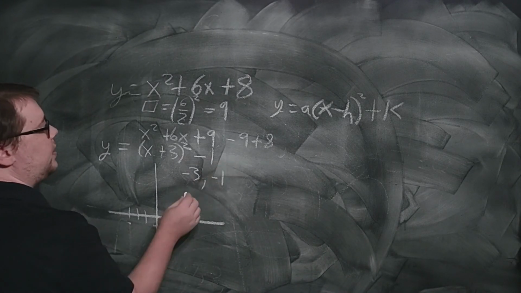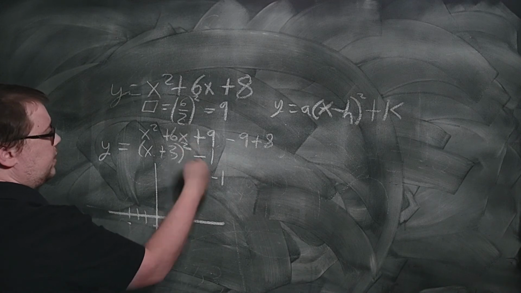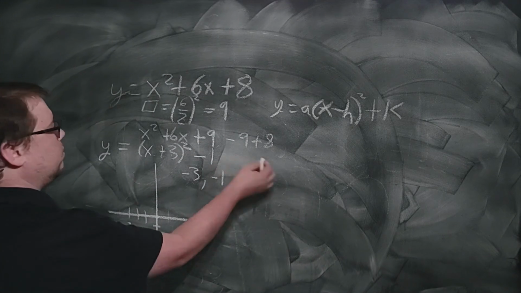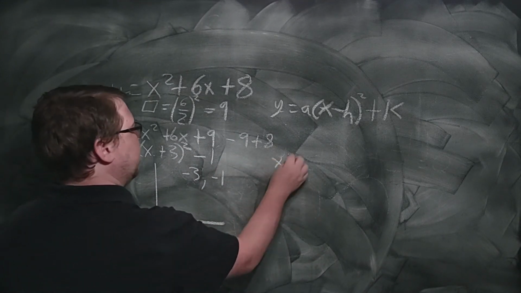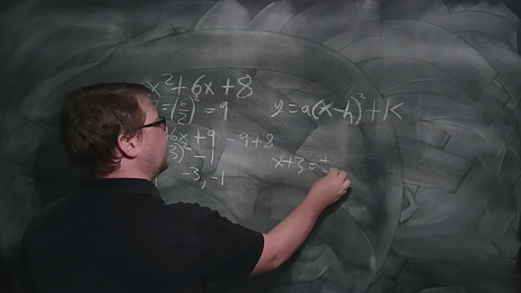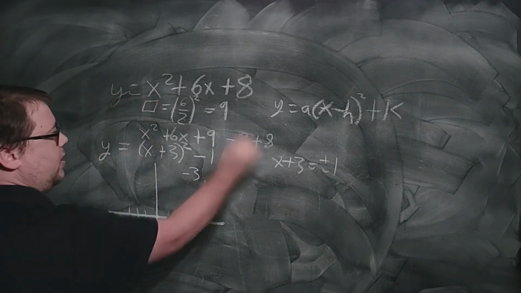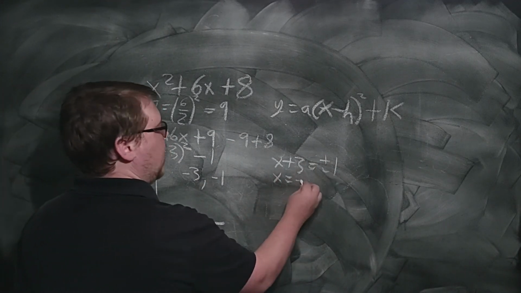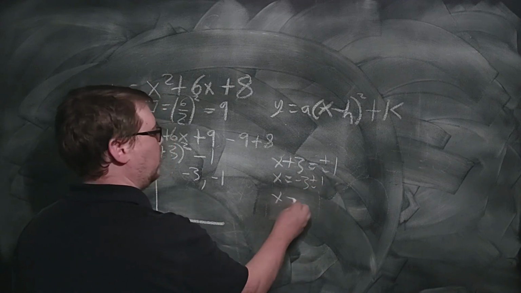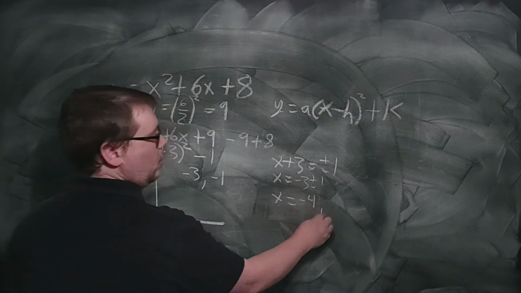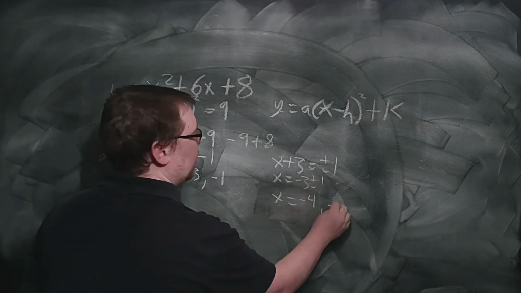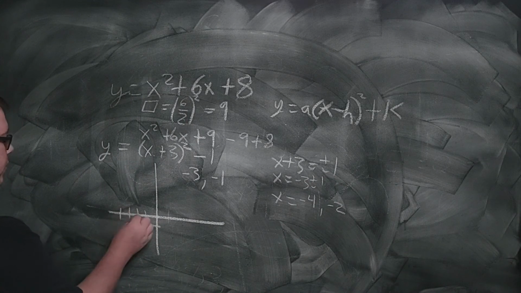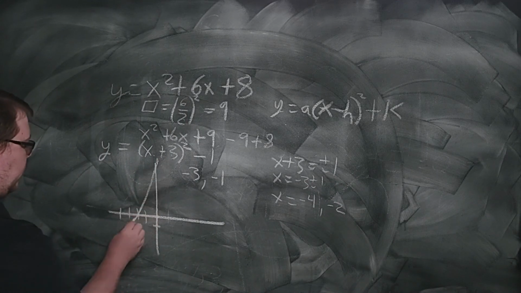If I just set this equal to 0, I would add 1, take the square root, so plus or minus 1, and then subtract 3. So let's see, that's going to be x plus 3 equals plus or minus 1, right? Because I added 1, took the square root. So x equals -3 plus or minus 1. So that's going to be -4, or -3 plus 1 is -2. So -2 and -4. So since I know that, I can just go whoop, crosses there and goes there.